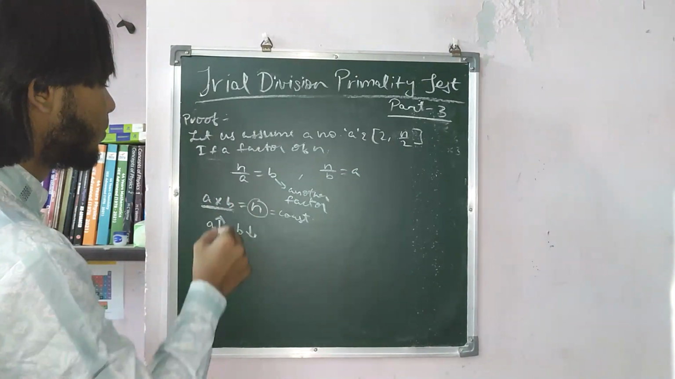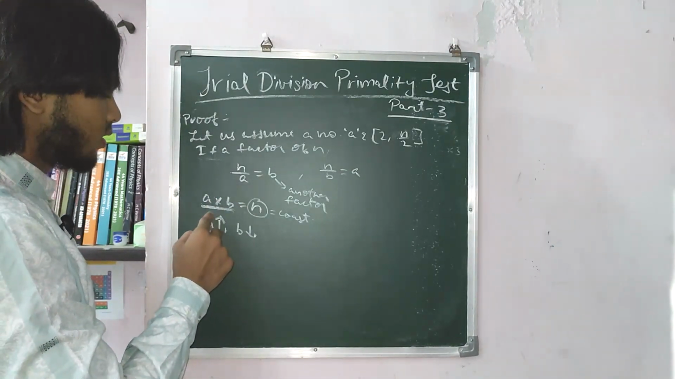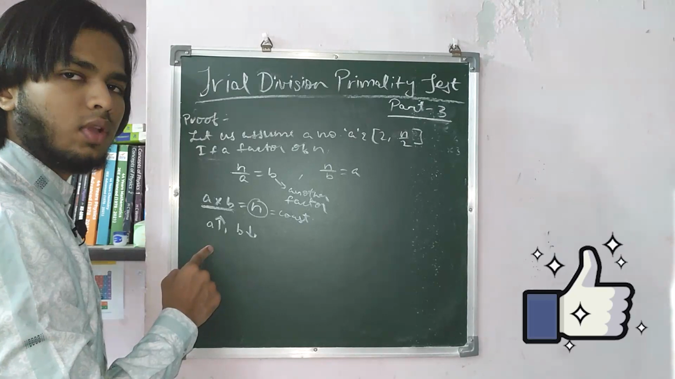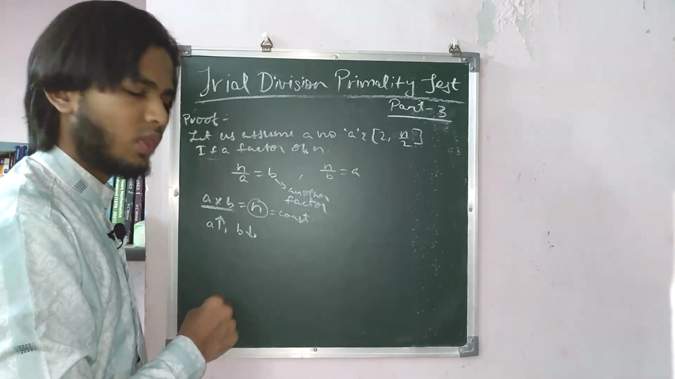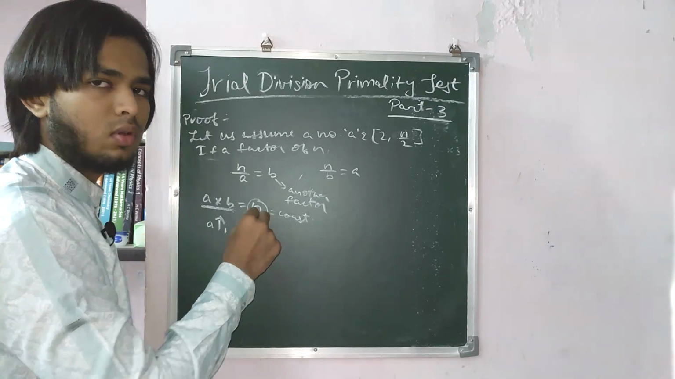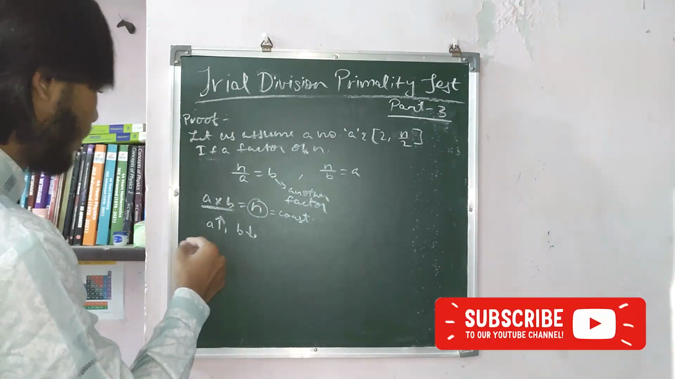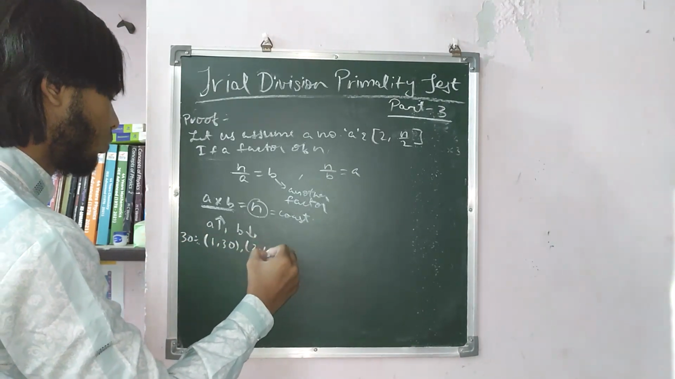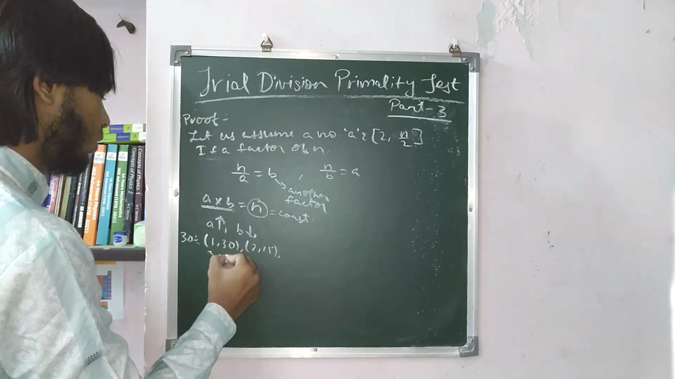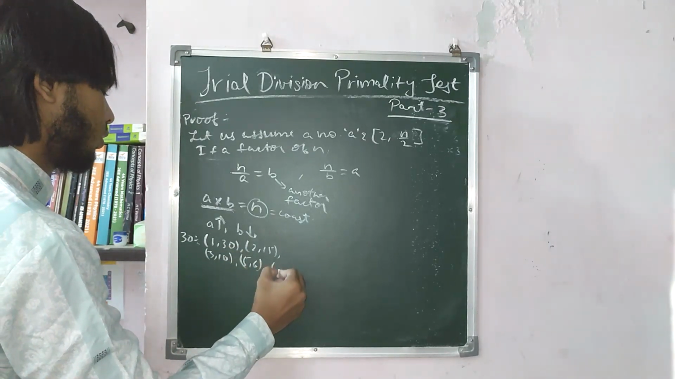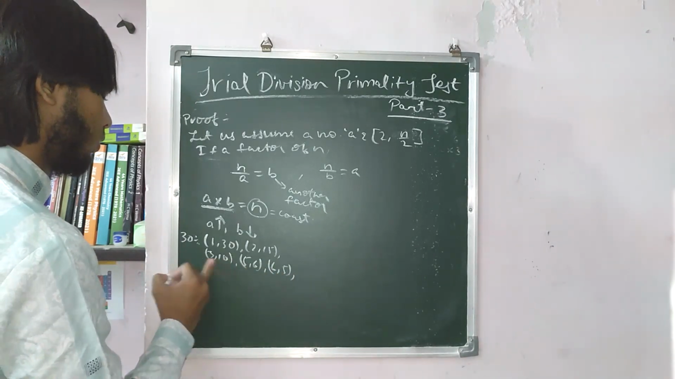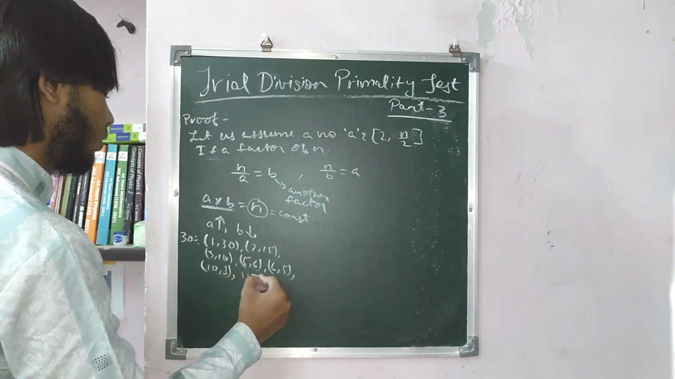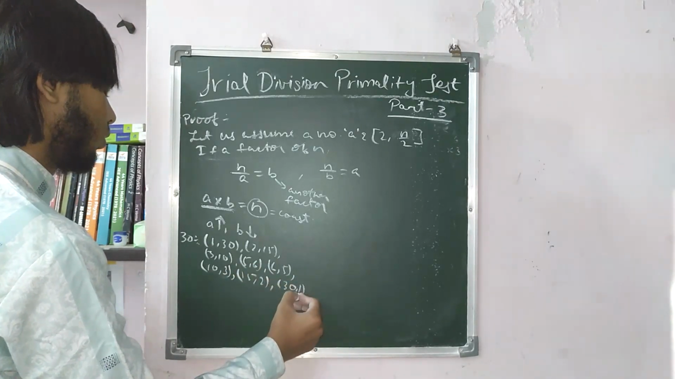By understanding this, I am saying that since both are factors of n, why not focus on only one, and that will be sufficient for us to know whether n is prime or not. For example, when we take 30, we get the pairs 1, 30, 2, 15, 3, 10, 5, 6, and then 6, 5, 10, 3, 15, 2, 30, 1.